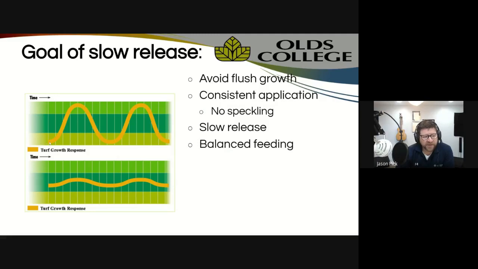So too lean, and you end up spending money on disease and pain. This is baling hay, high labor costs to clean it all up, and so on and so forth. Obviously, it's not ideal. This is what we're gunning at. A nice, even, consistent, slow release response to a fertilizer. When we stay within this parameter here, we don't have any speckling, we don't have any flush growth. Our greens roll consistently throughout the day, not just an hour after we cut them. And this really is a result of balanced feeding.